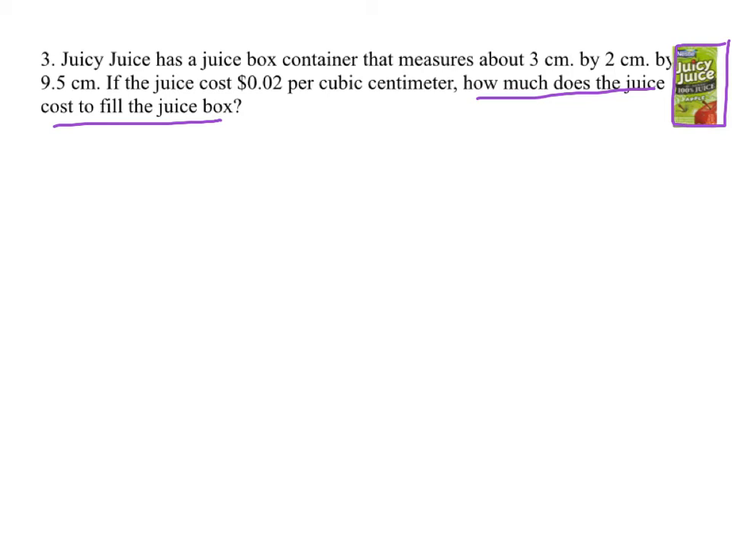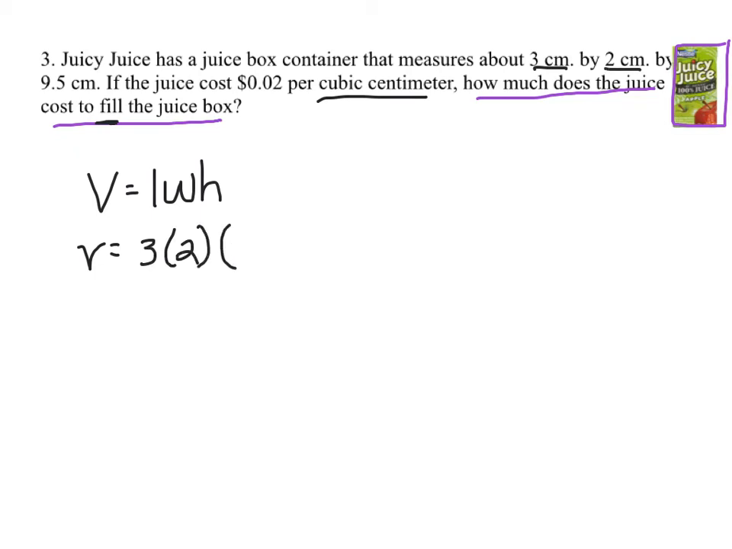So if we're talking about cubic centimeters and we're talking about filling something, that tells us volume, length times width times height. The length is 3, the width is 2, and the height is 9.5. So here I'm just going to multiply straight across. 3 times 2 is 6. 6 times 9.5 is 57, so it can hold a total of 57 cubic centimeters.